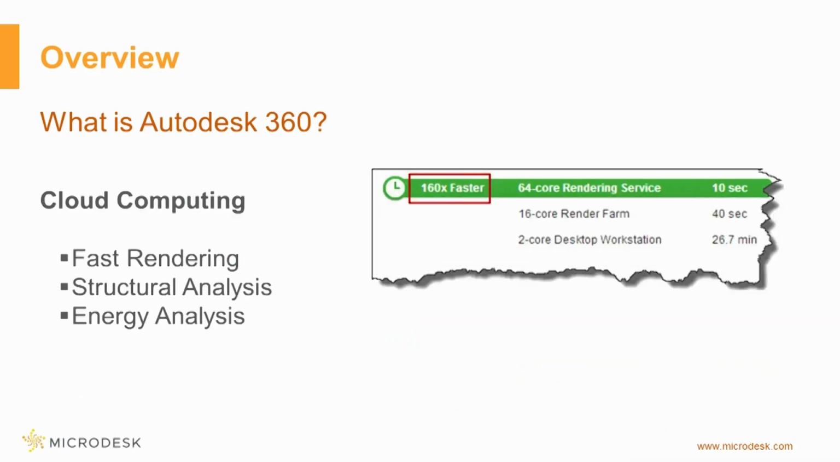So, Autodesk 360. If we look at cloud computing, you'll notice that the image shown on the right says that if we were to use a 64-core rendering service on a local computer, it would take 10 seconds to perform this analysis. But using the cloud, we can do that 160 times faster. And not only is it the speed that is one of the pluses of this, but also the fact that your computer won't be tied down performing that service.